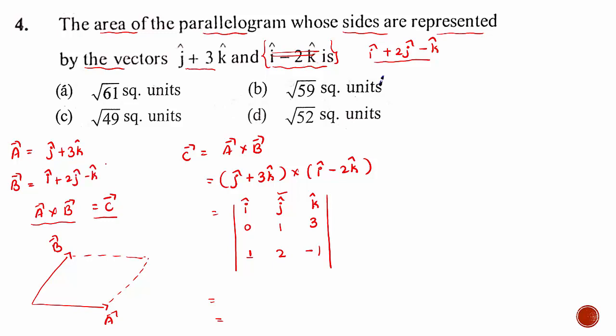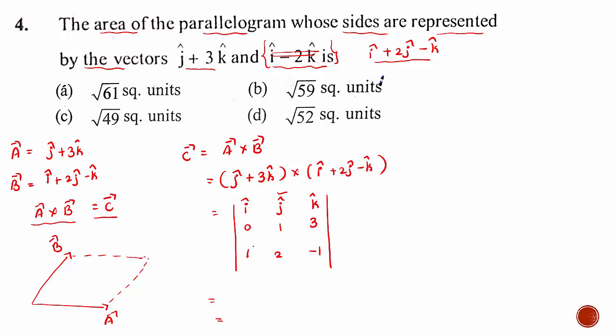Otherwise we will get the answer square root of 14. But the answer 14 is not given here. There is no such answer in the options. So just make this correction here: i cap plus 2j cap minus k cap. So here also I am going to make corrections, i cap plus 2j cap minus k cap. Here also in the matrices we can substitute the values 1, 2, minus 1.